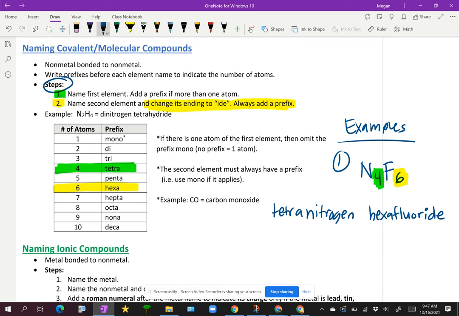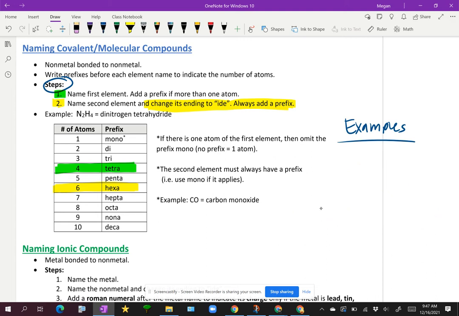And so you've just named N4F6 as tetranitrogen hexafluoride, following these simple steps. Let's do one more example together. Let's say you have the compound SO3, and we're going to go through those same steps.